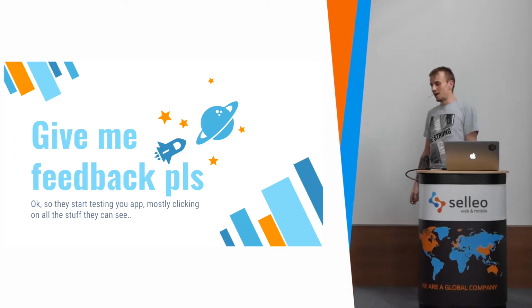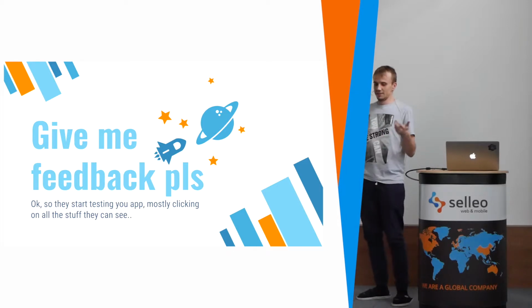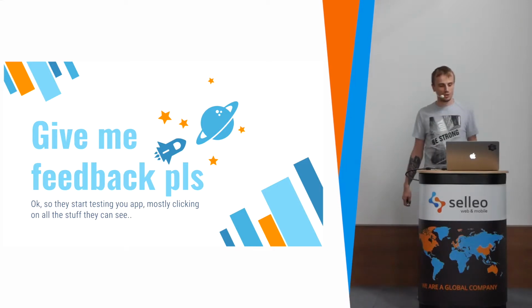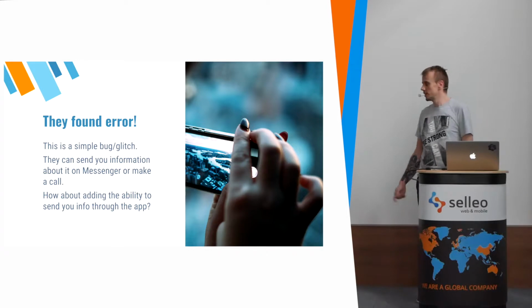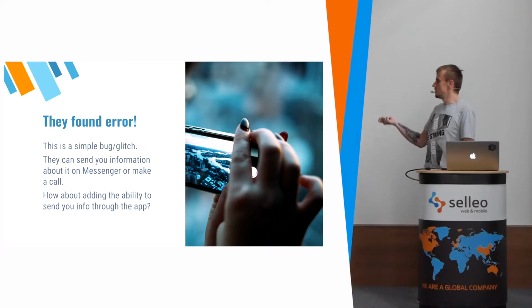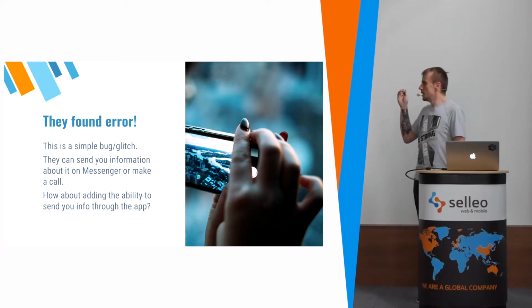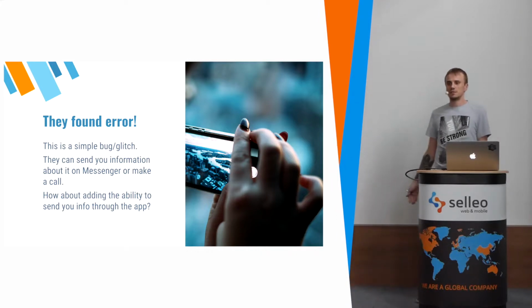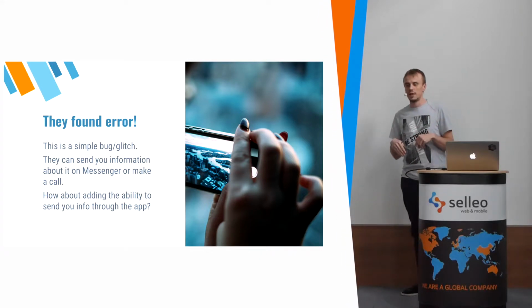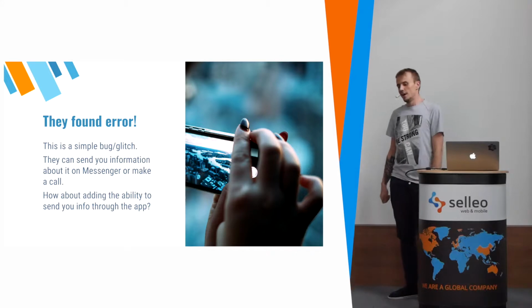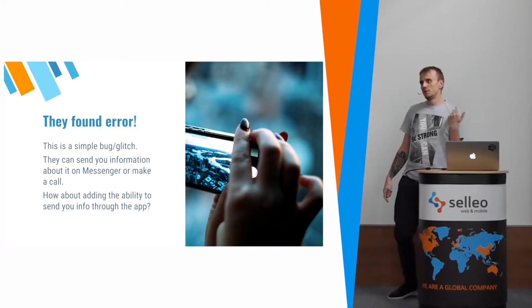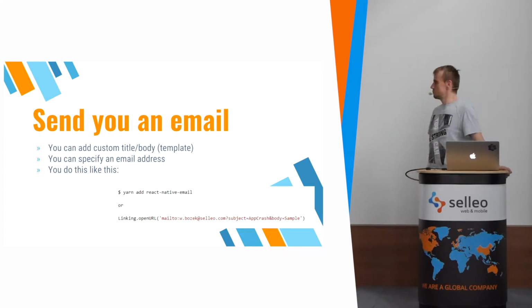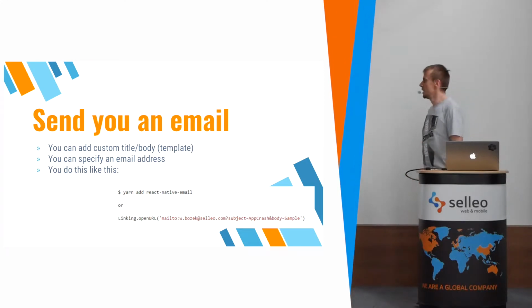So your mom opened your app and she saw something strange. What can she do? She can send you a message on Messenger or make a call. But how about adding this functionality into your app? So your mom opens it up and gives you feedback right in it. Or she can send you an email.